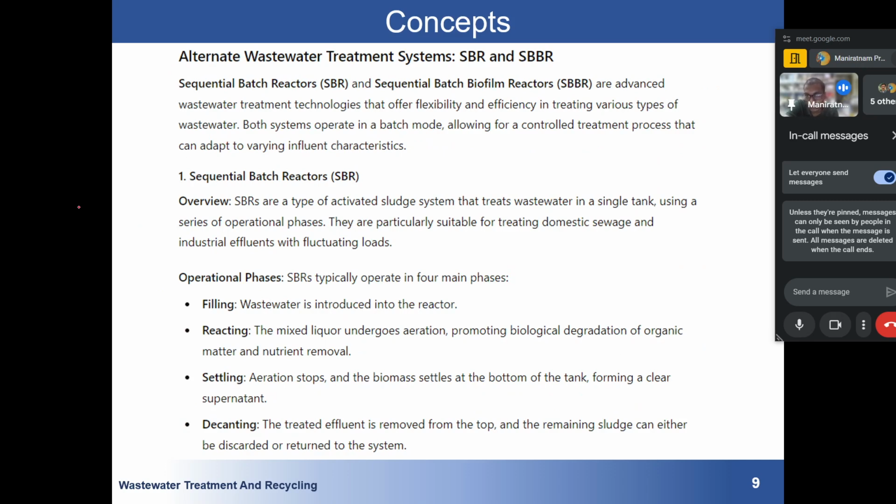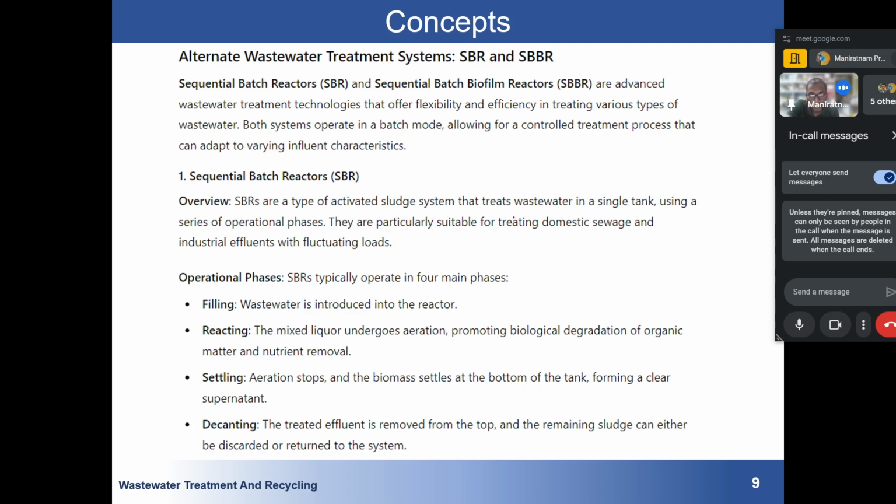So SBR is a type of activated sludge system that treats wastewater in a single tank using a series of operational phases. They are particularly suitable for treating domestic sewage and industrial effluent with fluctuating loads. Typically SBR has four phases. Filling: wastewater is introduced into the reactor. Then the mixed liquor undergoes aeration, promoting the biological degradation of organic matter and nutrient removal.